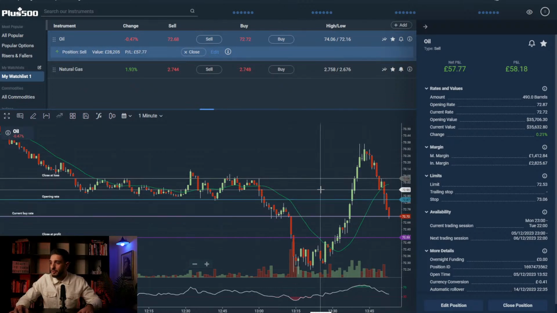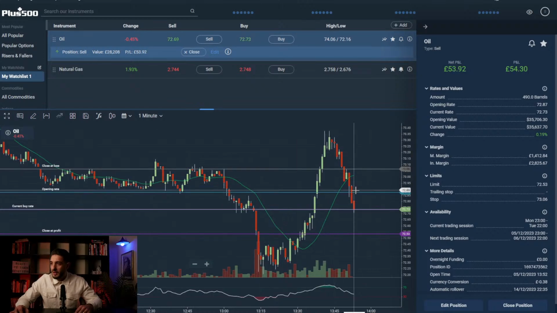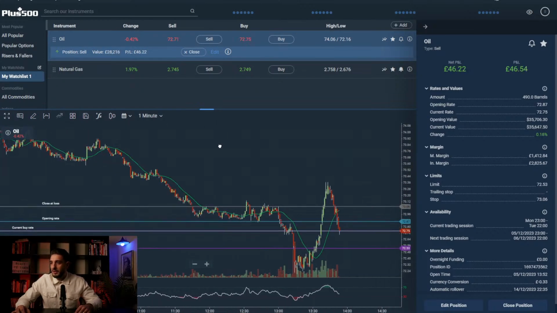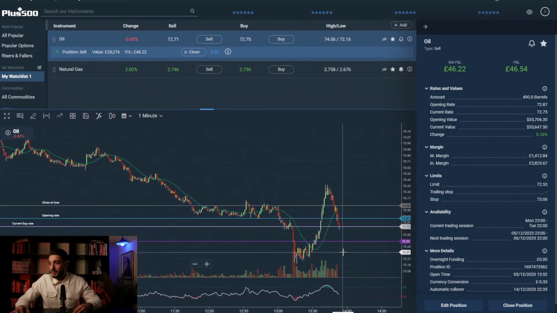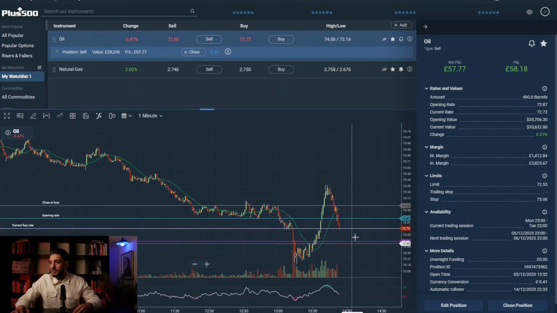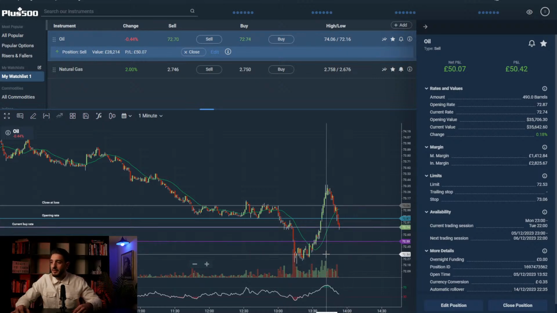To find some sort of support right here at the moment, but we're quite sharply downturning at the moment and continue the major trend of the day, the sell off. So let's see if we gonna test that support right here at 72.5. We will find some support right here.